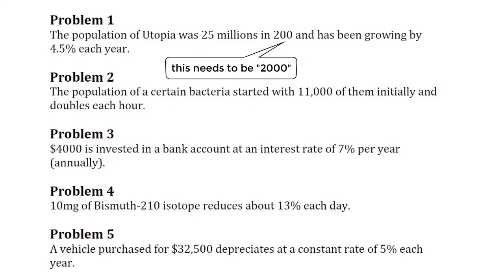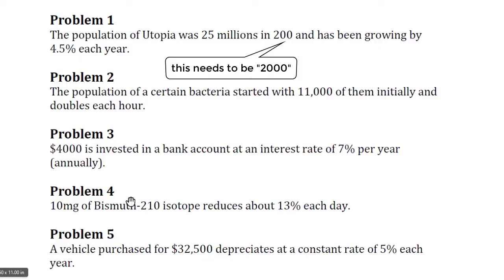All right, and so now it looks like the first three problems brought up, from the wording of the problem, a population, a quantity that's growing over time, getting bigger and bigger. But now if we look even closer, problem number 4 and problem number 5 are a different kind of problem. So let's have a look at problem 4 then. 10 milligrams of bismuth, 210 isotopes.